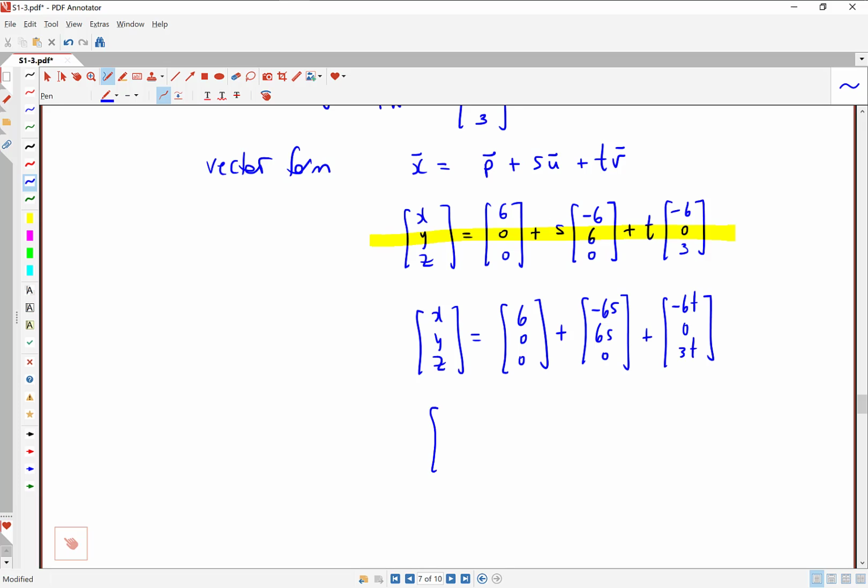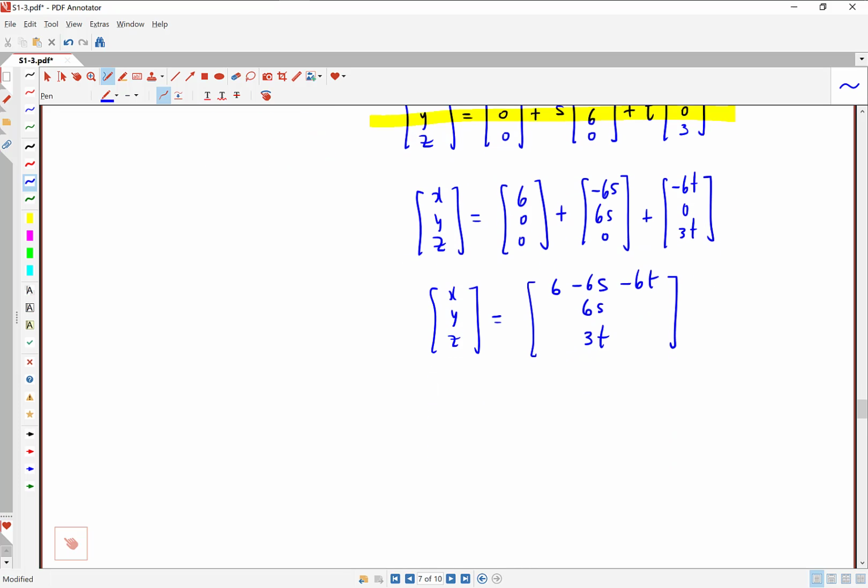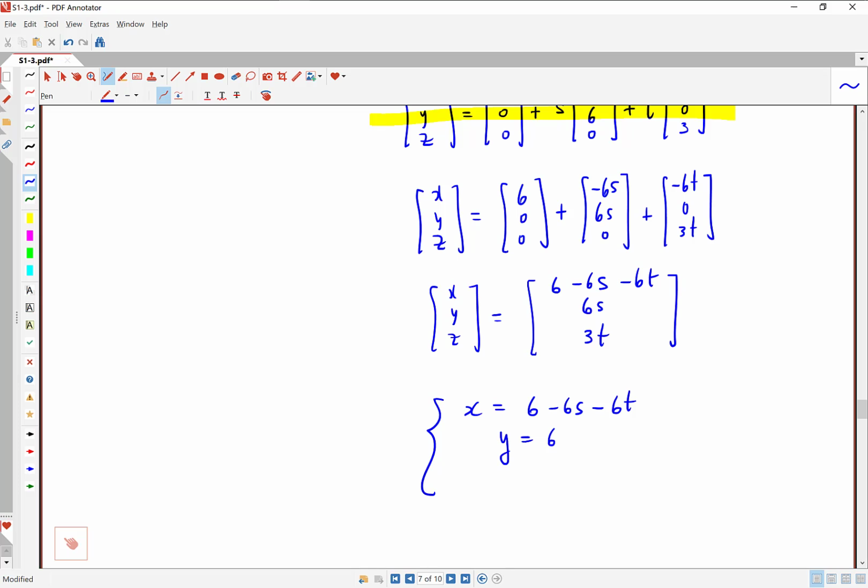Okay, and then maybe a couple more steps of algebra. On the right side now we're adding these vectors together. So in the first component you'd have 6 minus 6s minus 6t. Second component 6s, and third component 3t. So now here is our parametric form coming up. Parametric form consists of one equation for each component. So x is 6 minus 6s minus 6t. Y is 6s, and that's our parametric form. So that's the other half of our answer.